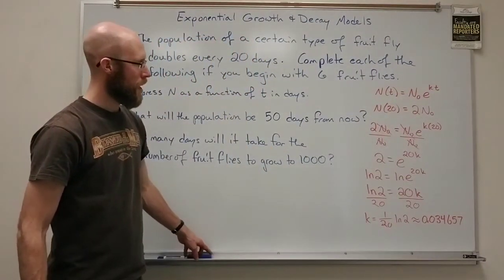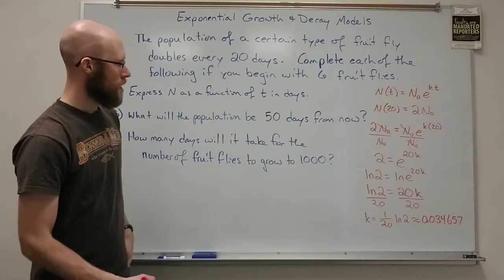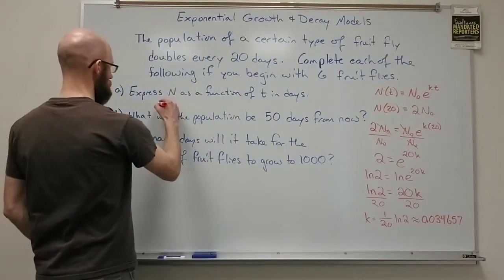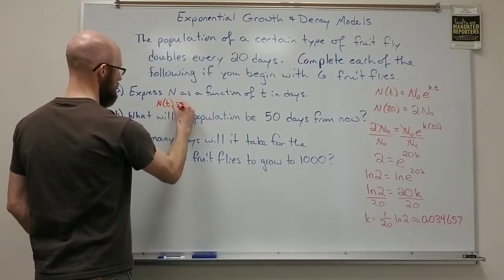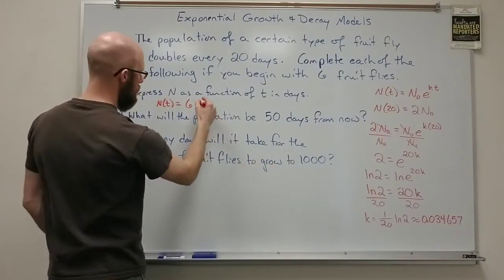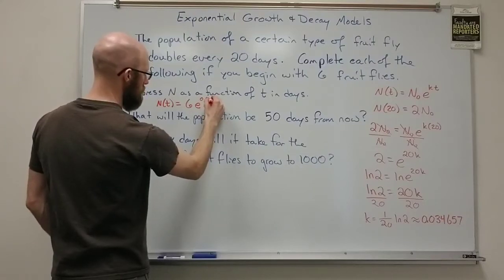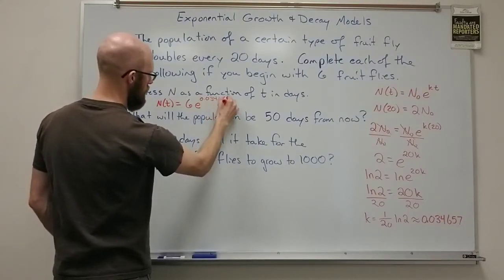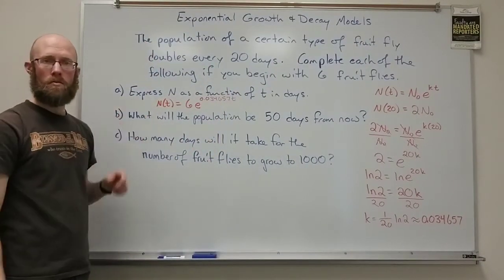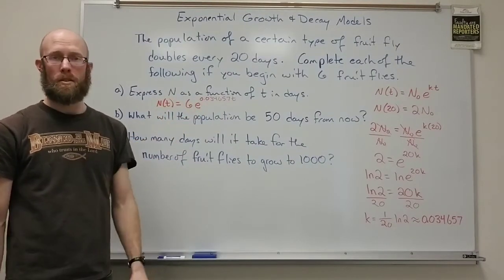All right, so that tells me my final function is going to include this decimal as my k value. So we're going to have N(t) = 6e^(0.034657t). This would be a valid model to represent this situation.